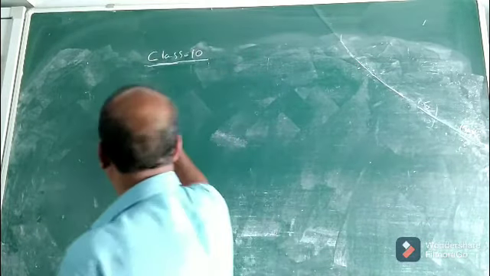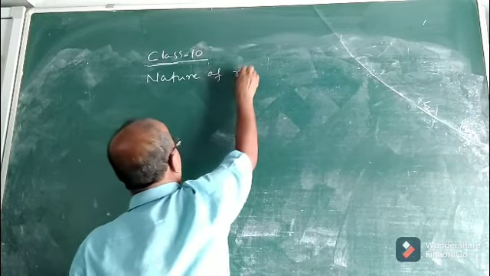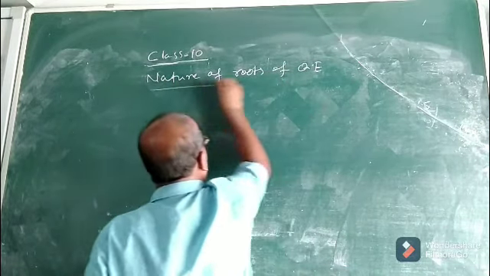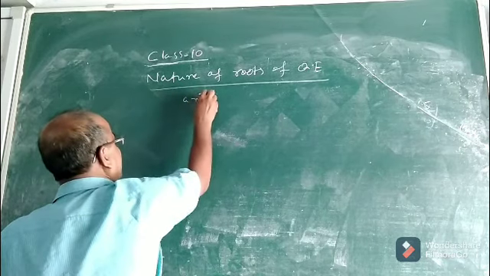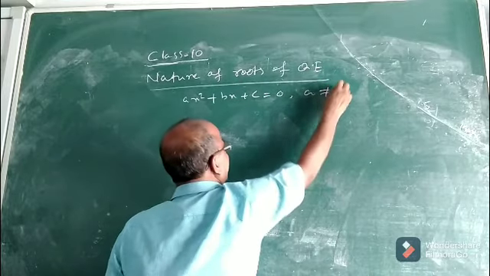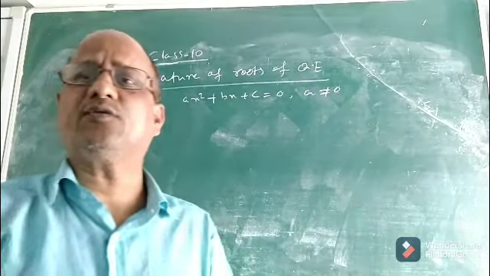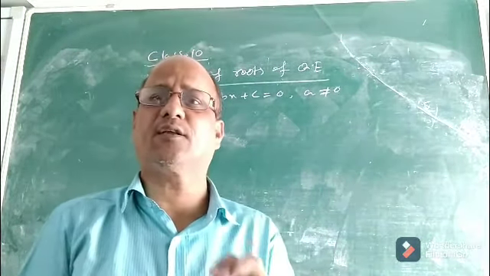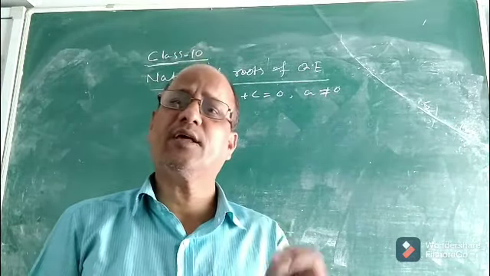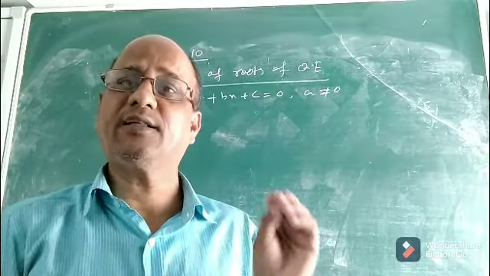Now, in order to understand the nature of roots of a quadratic equation, every quadratic equation is in this form: ax square plus bx plus c equal to 0, such that a is not equal to 0. So how to find the nature of roots? As I told you just now, by nature of roots we mean whether the two roots are real or imaginary, that is not real, and whether the roots are equal or different, distinct. How to find that is our concern.